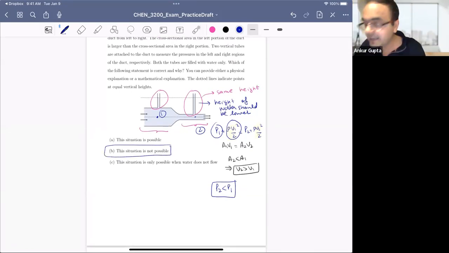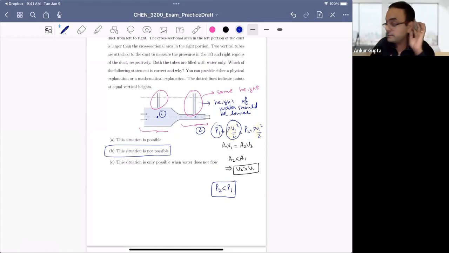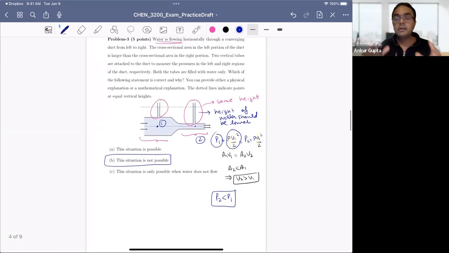This is a slightly more complex question than the ones we have seen before. The idea is to think about Bernoulli's, it's a flowing problem, and think of continuity. Again, it's a flowing problem. So we have P1 plus rho V1 squared by 2 is equal to P2 plus rho V2 squared by 2, and A1 V1 is equal to A2 V2.